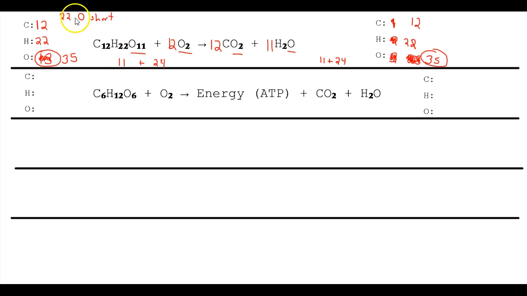I was 22 short. I don't want to multiply it by 11. I actually want to multiply it by 12 because you need to include that original one right there. Balanced equation.